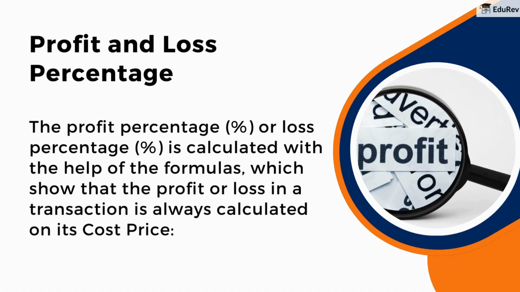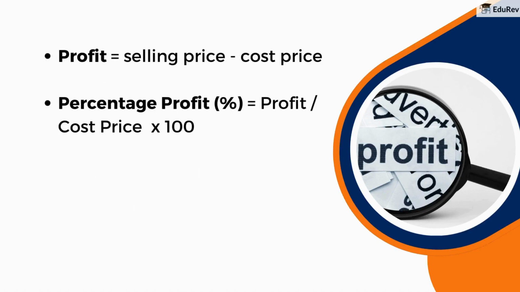Profit and loss percentage. The profit percentage or loss percentage is calculated with the help of formulas, which show that the profit or loss in a transaction is always calculated on its cost price. Profit is equal to selling price minus cost price. Percentage profit is equal to profit by cost price multiplied by 100.